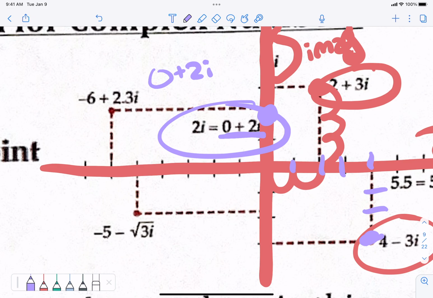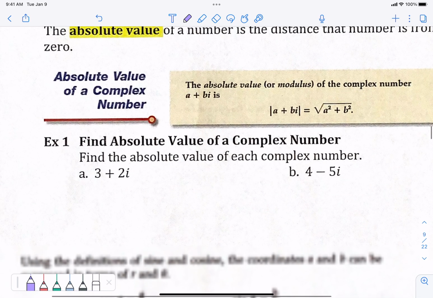Is it supposed to be a dotted line? No. That's just showing how you get over to that point. There will be no dotted lines. It'll just be a dot in space.